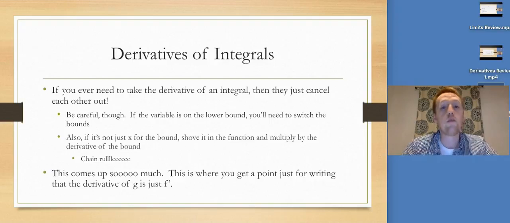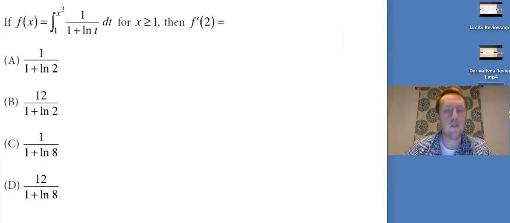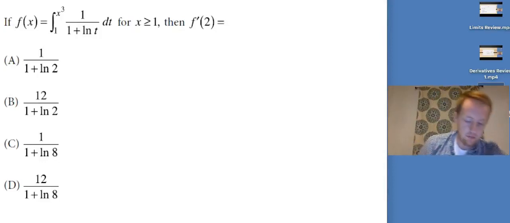Now, if the variable's on the lower bound, remember we have to switch the bounds by multiplying by -1. Or if the variable's not just x, it's like x cubed or sine of x, then we need to multiply by the derivative of that bound as well. It's not as simple as just shove it in because we've got to do a little chain rule. So, oh, perfect. I see one immediately. Okay, so I need to find f prime of x before I can find f prime of 2.